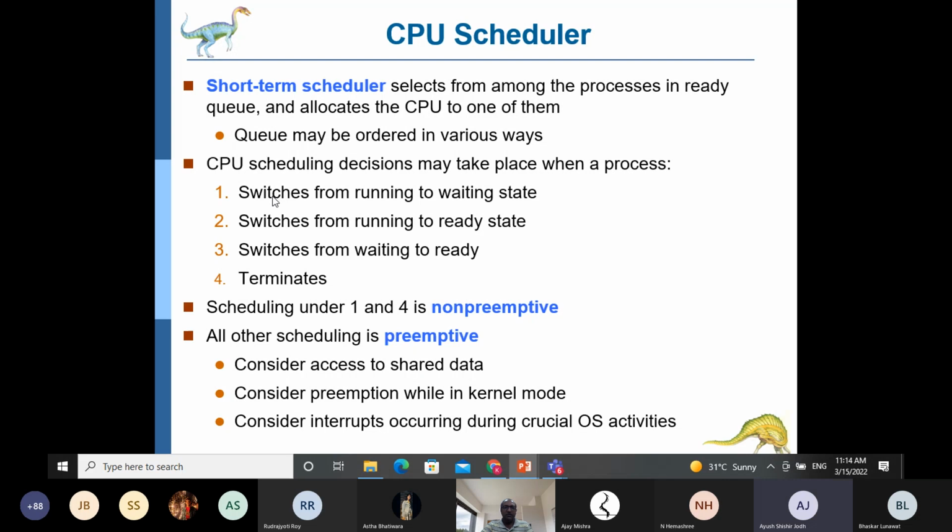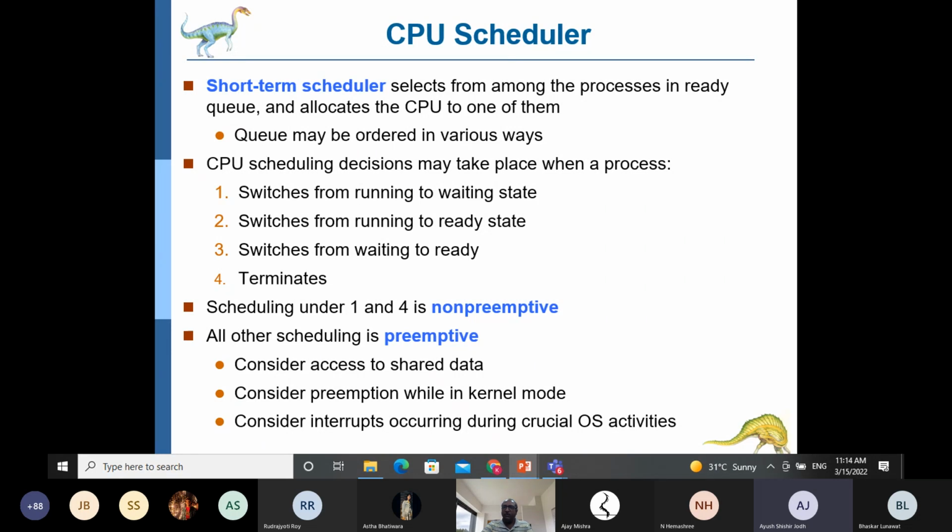Sometimes the CPU switches from running state to waiting state. It means that a process is running, and at some point of time, the process state will change from running to waiting state, right? Till that point, the process is executed by the CPU, and at some point the process will come out of the CPU and go into the wait state.